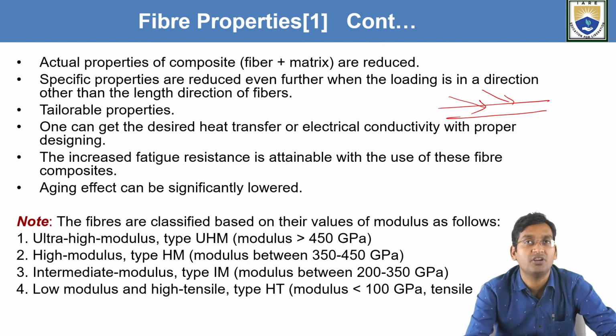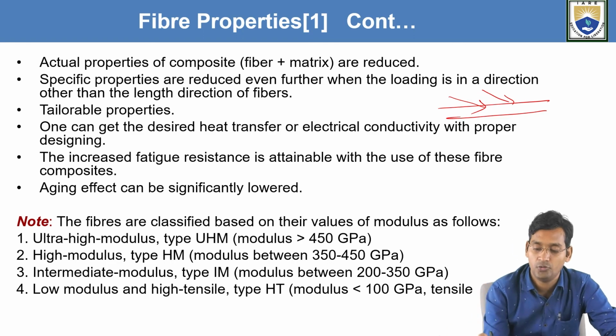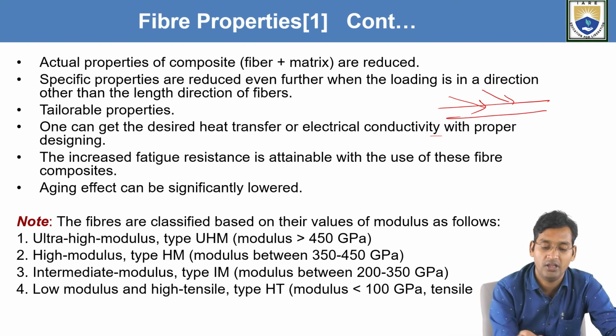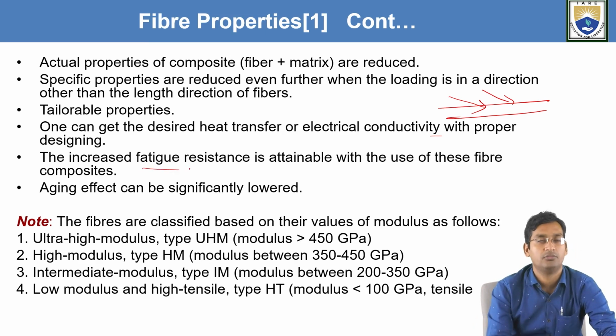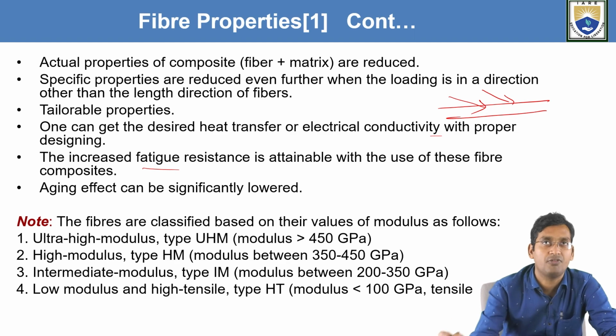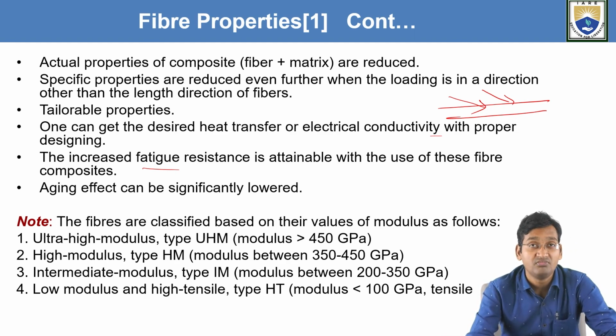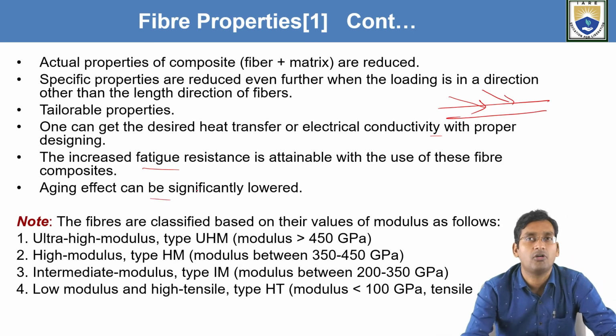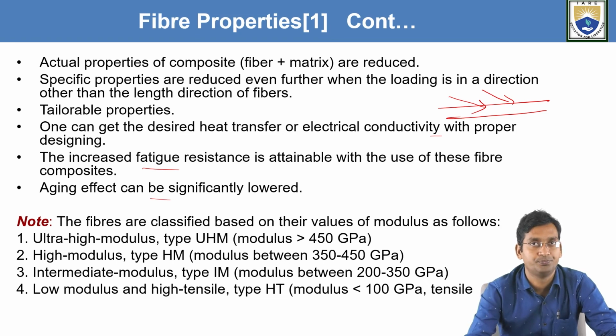One can get the desired heat transfer or electrical conductivity with proper designing. Increased fatigue resistance is attainable with the use of these fiber composites, so where higher fatigue resistance is required, we can use carbon fiber to form the composite. Aging effect can be significantly lower, so the life of the composite can be increased, meaning with time they won't get damaged or suffer wear and tear.